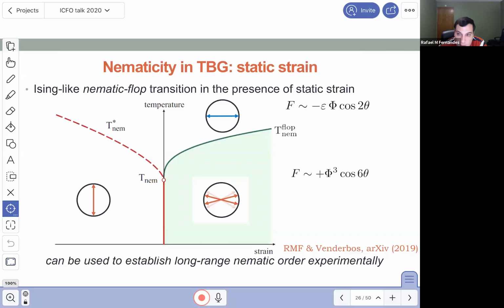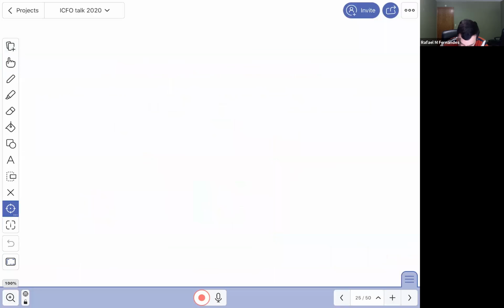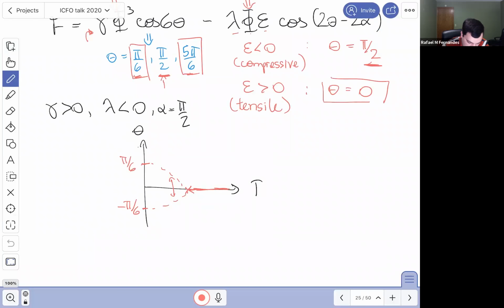Very good. Absolutely, this is a very good question. So what's going to happen, let me go back here. I think this will explain a little bit more what happens. Remember that I told you that if I plot theta, the director, as a function of temperature, I will see a very sharp onset. If the strain is not aligned along one of the high symmetry directions, then what's going to happen is that I'm going to choose one of them.